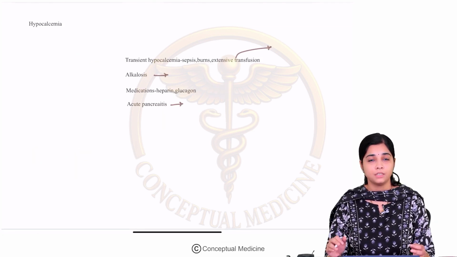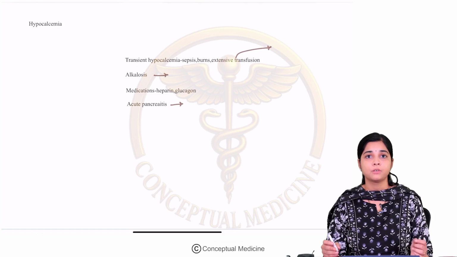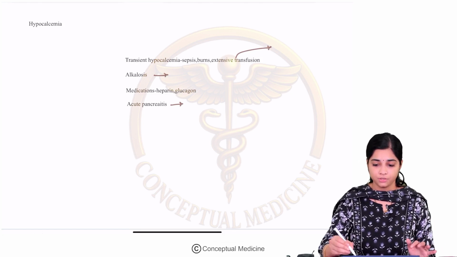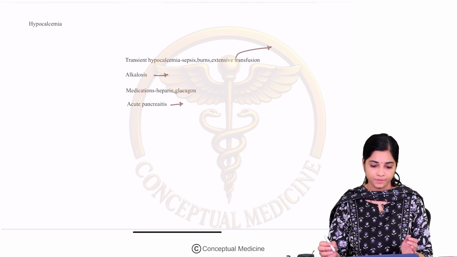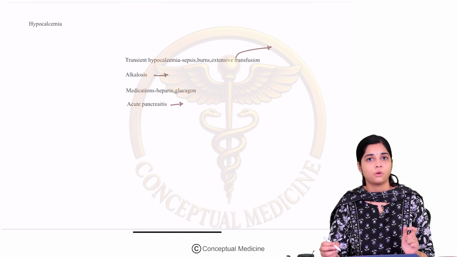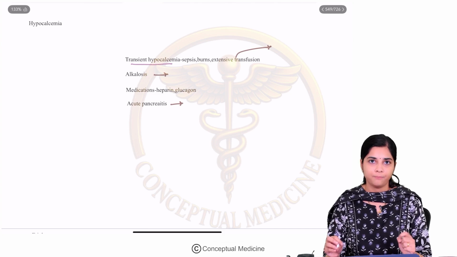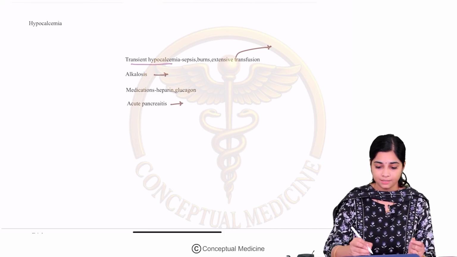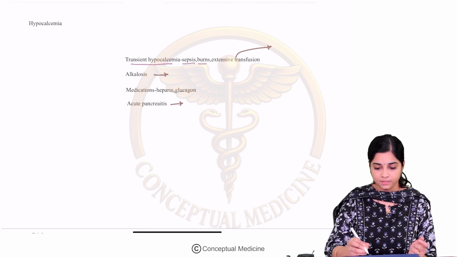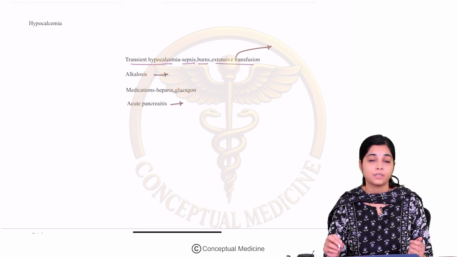Now that we have learned about hypercalcemia, we will be moving on to the other end of the spectrum, which is hypocalcemia. Let us look at the causes for hypocalcemia. Transient hypocalcemia: where do you find it? It is seen in sepsis, burns and extensive blood transfusion.